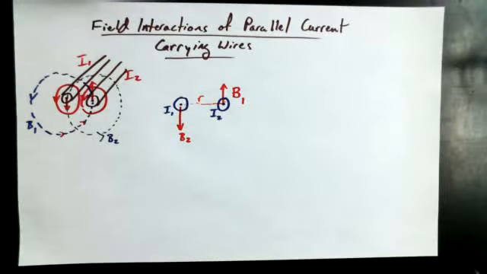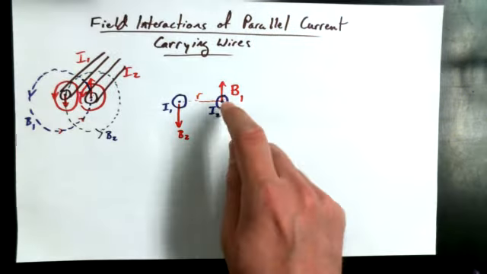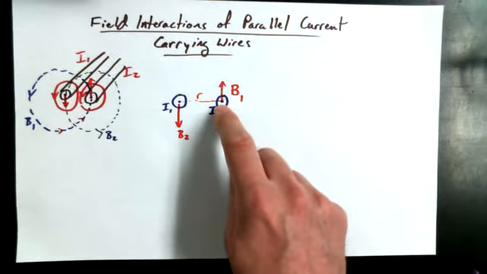So if two current-carrying wires are side by side, what's going to happen to them? Yeah, they'll get attracted. What do you suppose would happen if this wire was pointing into the page and the magnetic field was pointing up? Let's see.